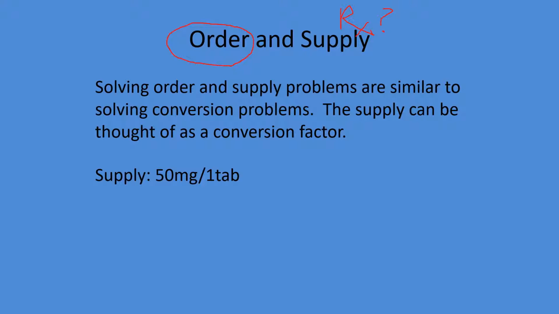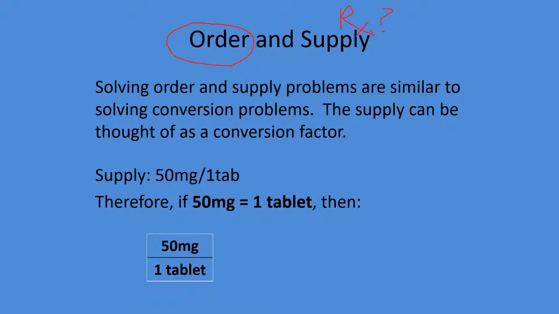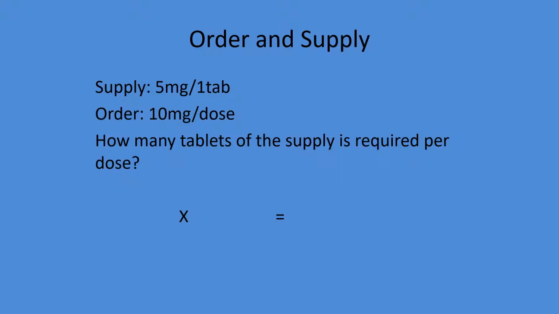So for example, 50 milligrams equals 1 tab. Guess what? That is an equality. We can use that as a factor of 1. All right, so if you guys remember converting, using our conversion factors as a factor of 1, we can use our supply as a factor of 1 to do conversion. Right? So the math is the exact same. Just follow the units. So for example, you got to convert this word into an equation.